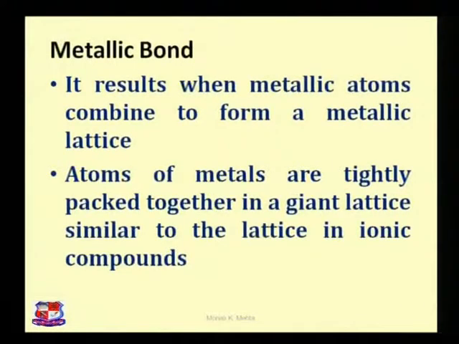Now another bond is the metallic bond. When an electropositive atom and another electropositive atom combine with each other, they create a metallic bond. Metals are solid and crystalline in structure. They have general characteristics like high electrical conductivity, heat conductivity, luster, malleability, ductility and opacity. It results when metallic atoms combine to form a metallic lattice.